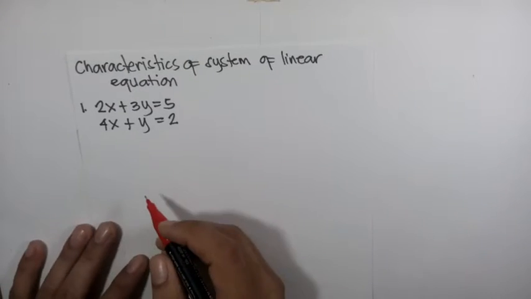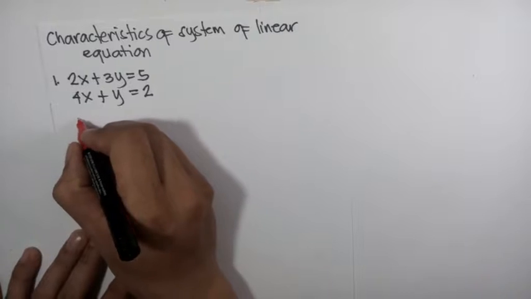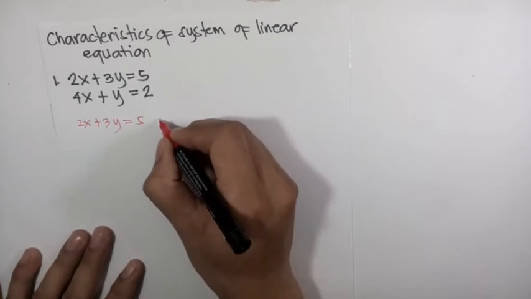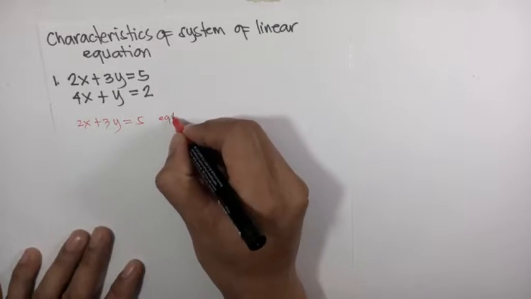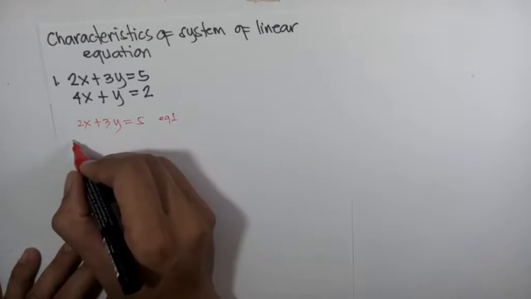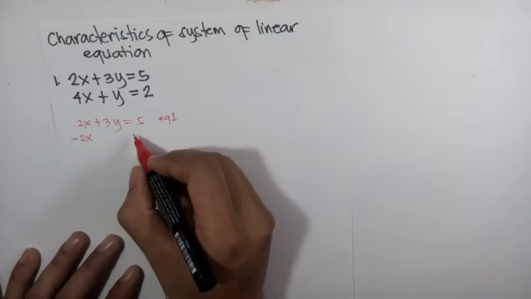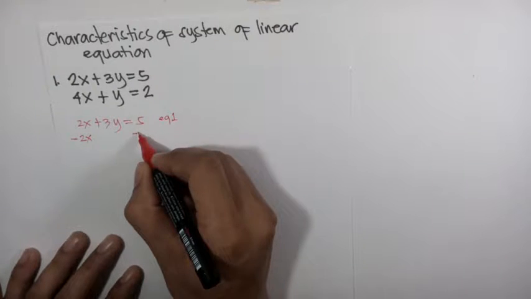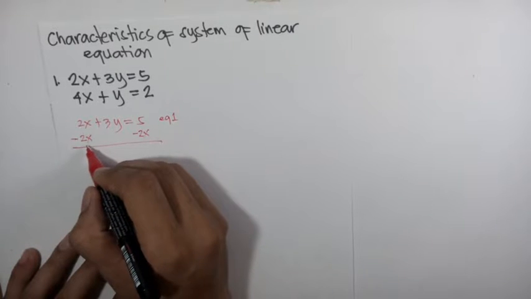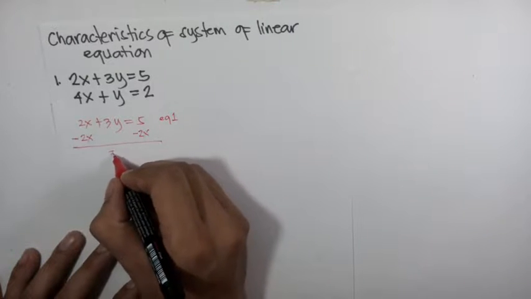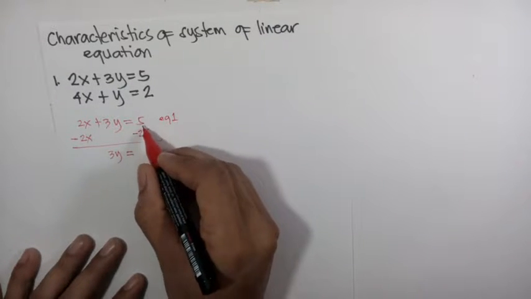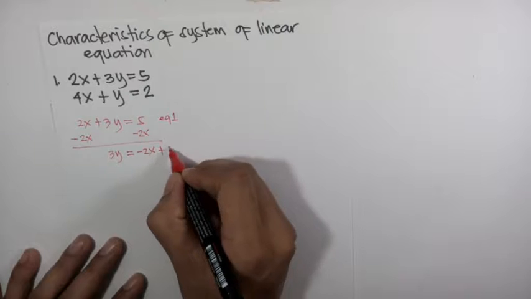So here, we have 2x plus 3y equals 5. This is the first equation, equation 1. Let's transform this into slope-intercept form. We will add negative 2x, and the same to the other side of the equation. Now 2x plus negative 2x will be 0, so you have only 3y left, equals. You cannot add these two since they are not like terms. So you have negative 2x plus 5.